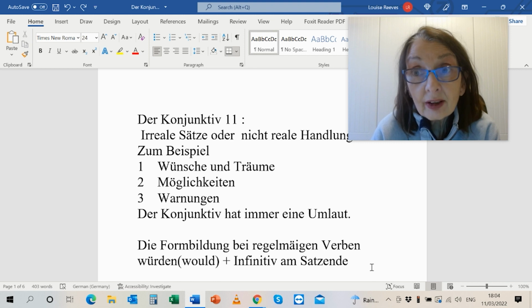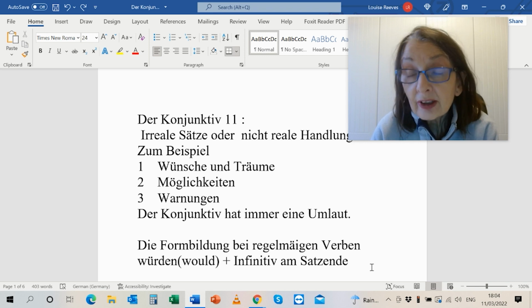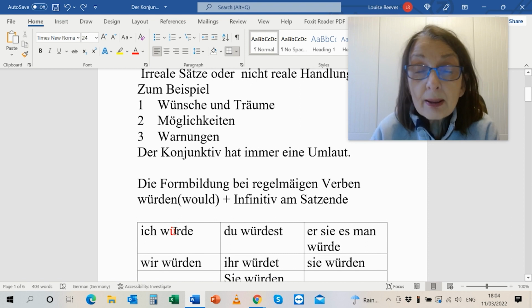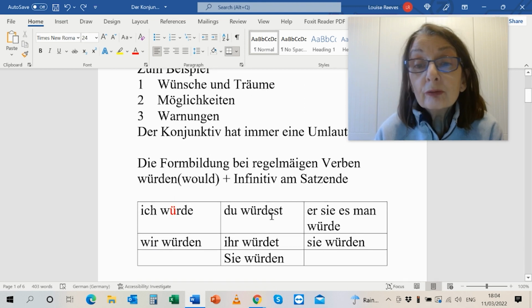And I would refer to it as a help verb because the main point is at the end and würden is helping you to get to that point. Here's your verb. I just put that in red there for you, so that you could understand that. Remember that the umlaut is important in the Konjunktiv 2. And you can see there you have ich würde, du würdest, er, sie, es, man würde, wir würden, ihr würdet, sie würden, and Sie würden. Down the center line here, all the words for you.